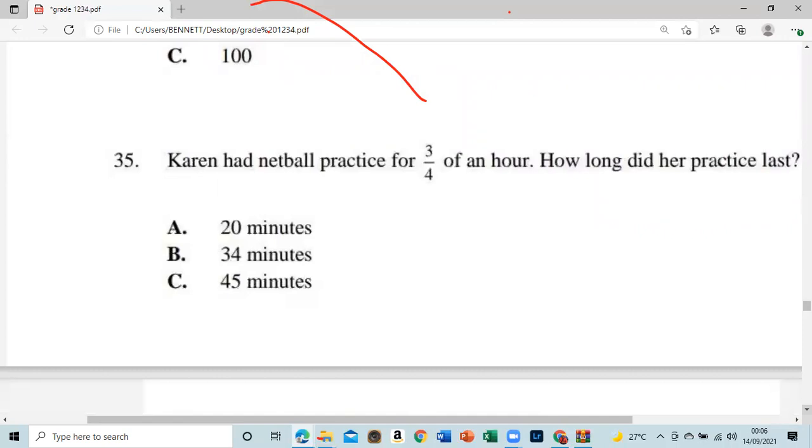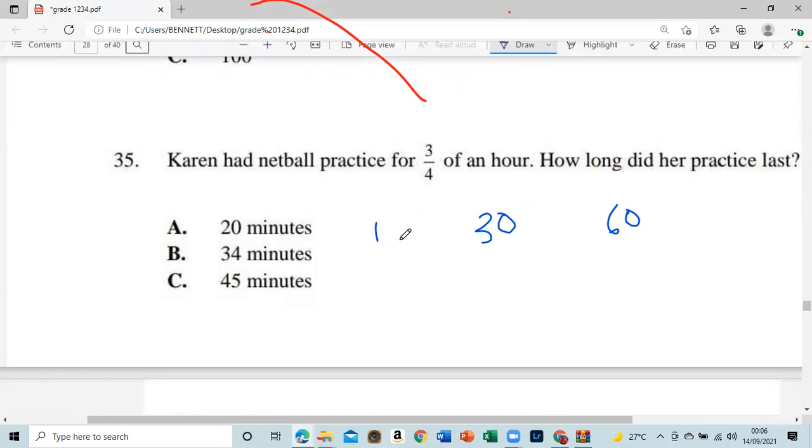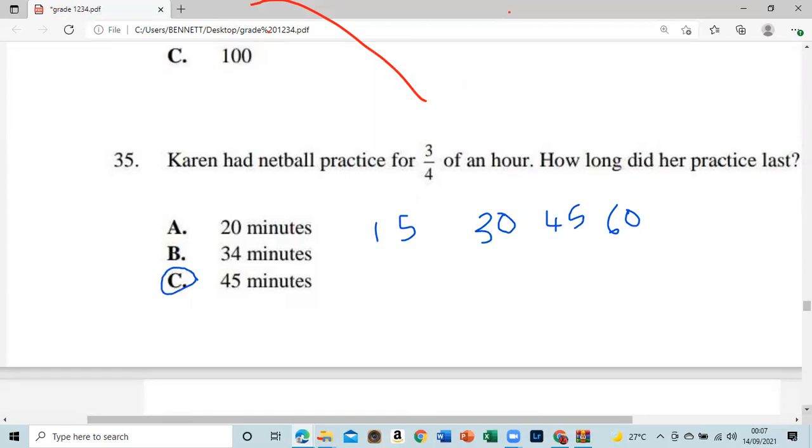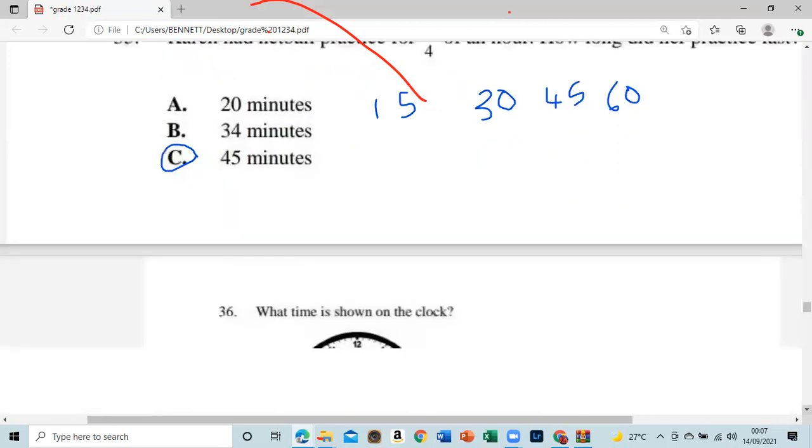Alright, Karen had a netball practice for 3/4 of an hour. How long did her practice last? So we can look at it now. 1 hour is 60 minutes, right? Half of 60 is 30, so a quarter is 15. So that's going to be 45, right? For the 3/4. Your teacher would have spent time and shown you guys that. I need to spend much time on that.